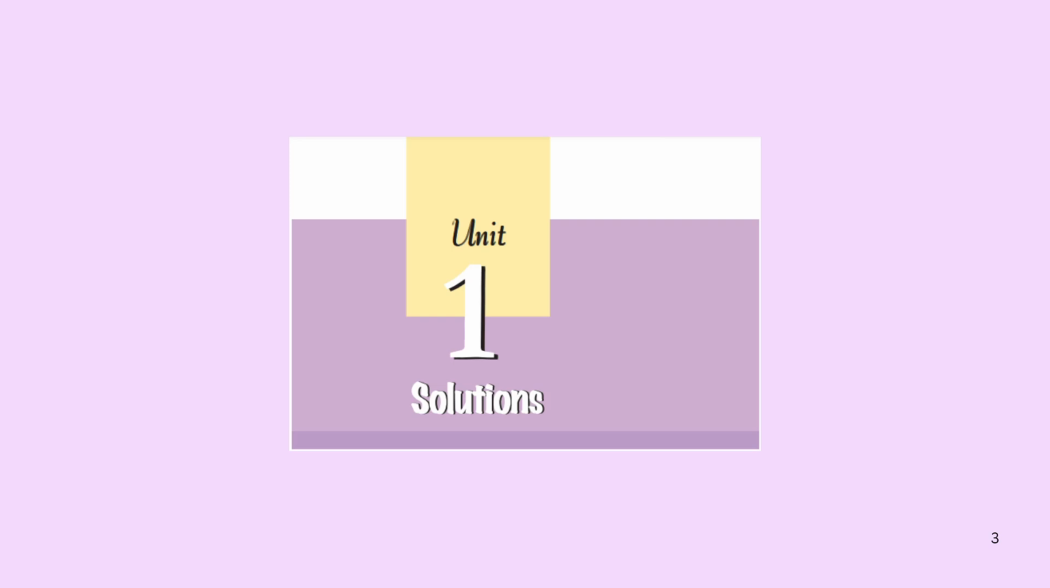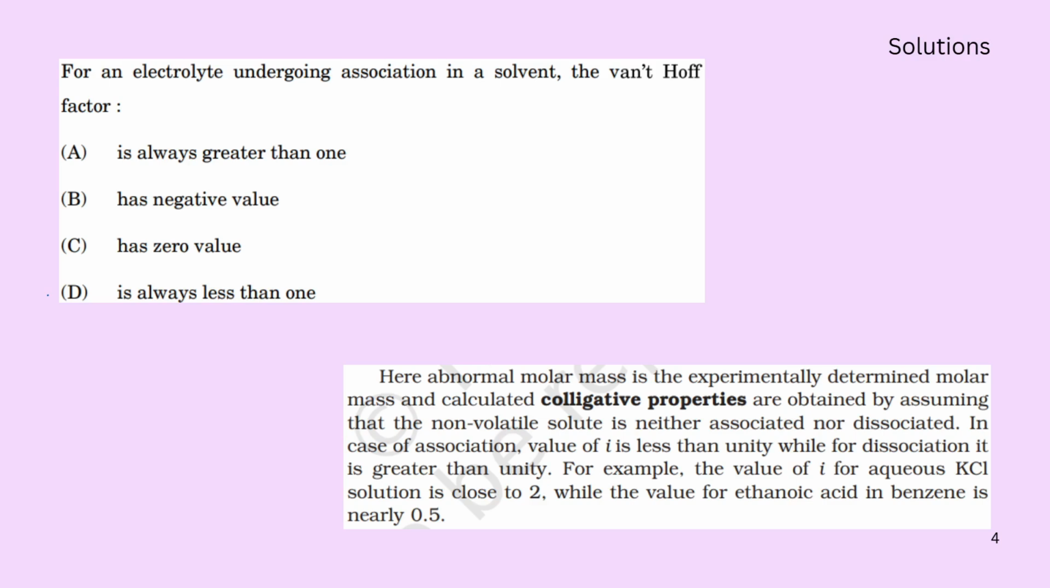So the first chapter we're going to start with is obviously solutions. The first question: for an electrolyte undergoing association in a solvent, the Van 't Hoff factor is. Obviously the fact that they've talked about the Van 't Hoff factor implies that it's from the last topic in your chapter solutions. The Van 't Hoff factor came up because of them figuring out that the abnormal molar mass is the experimental molar mass, and the calculated colligative properties.